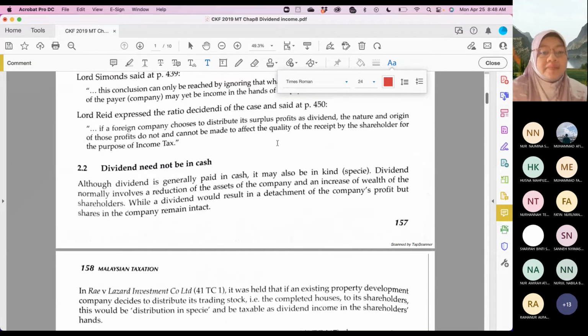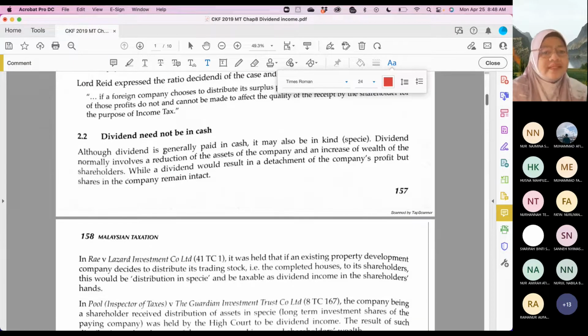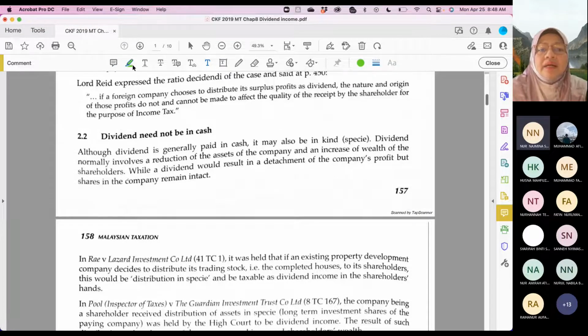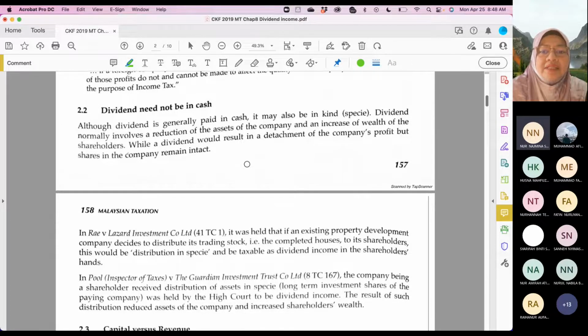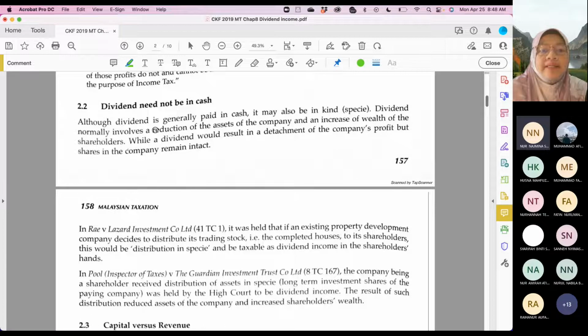So remember again, dividend need not be in cash. It could be in kind or in specie. It involves a reduction of the asset of a company and an increase in the wealth of shareholders. Why a reduction of asset? Because if a cash dividend is paid, then your cash will reduce, as you have to pay out your dividend.